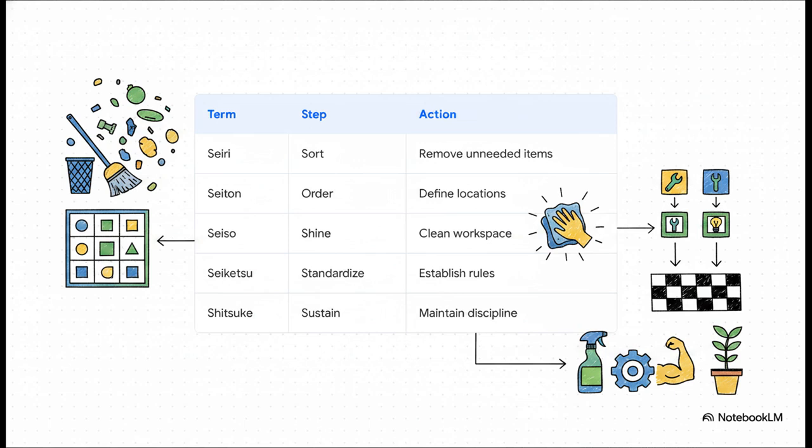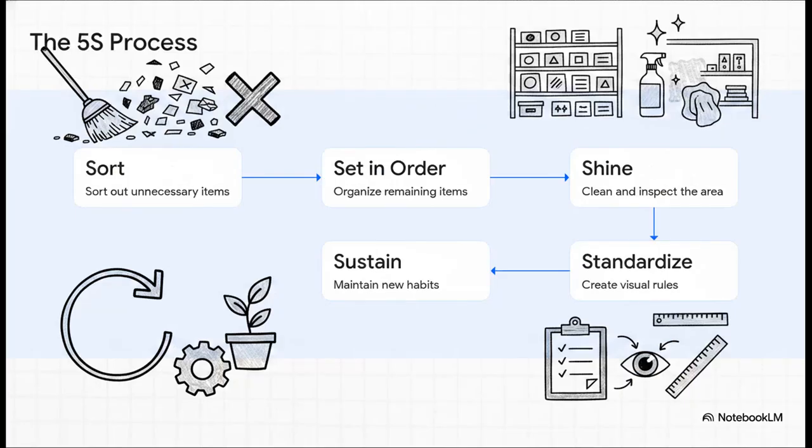I want to stress this: these aren't a menu of pick-and-choose options. They are sequential, highly interdependent steps. If we look at this as a pure progression, it flows perfectly. Step 1, sort out the unnecessary. Step 2, set those remaining vital items in order. Step 3, shine and inspect the area. Step 4, standardize that optimal setup. And Step 5, sustain those new habits.